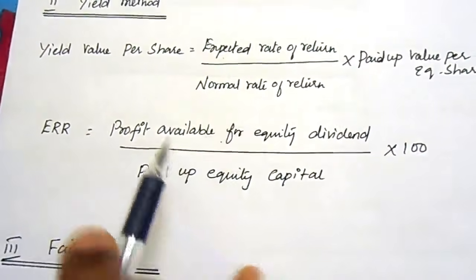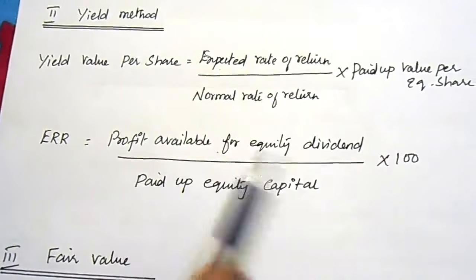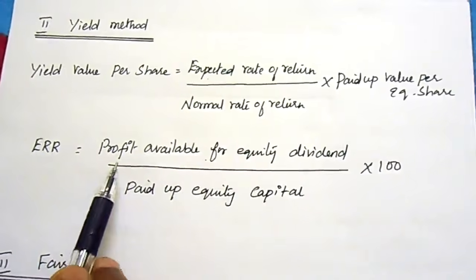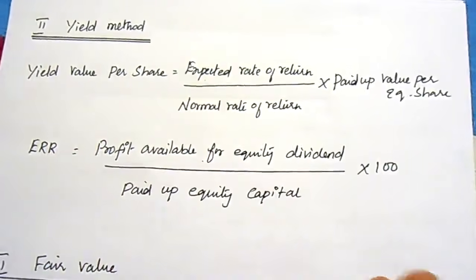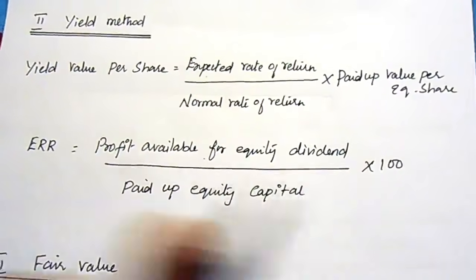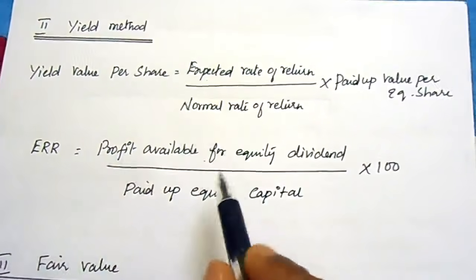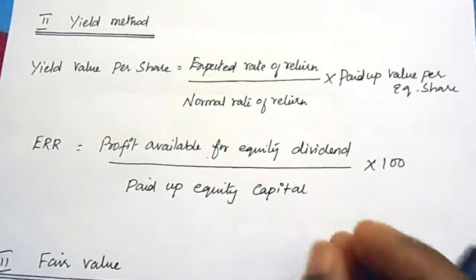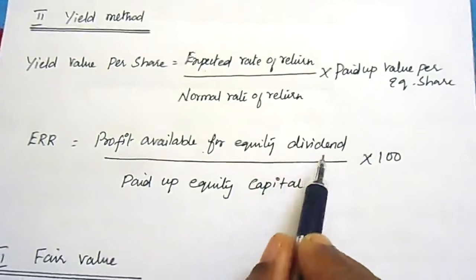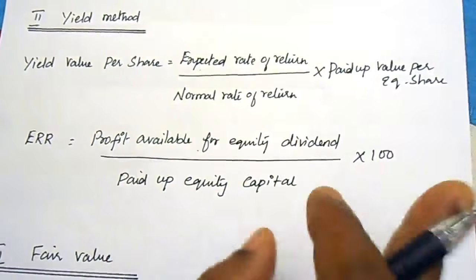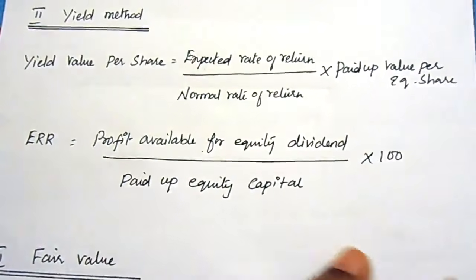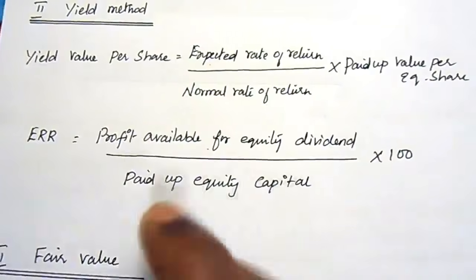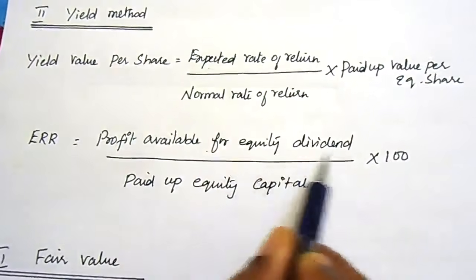So here you need to eliminate all non-recurring income if any. If there is any non-recurring income in the problem, that will be subtracted from the net profit, and if there is any income tax, that will be subtracted from the net profit. In the same way, if there is any transfer to reserve or any preferential dividend, all these things should be subtracted from the net profit. After adjusting these things, the balance amount is called profit available for equity dividend.